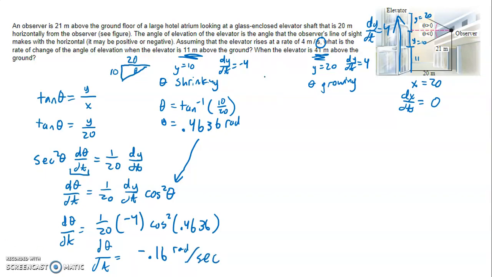Now, for some reason, when I looked at the MathXL answer choice, it had a positive 0.16 radians per second. On the AP exam, you'd want to specify that this angle was shrinking. So you'd either say that the rate of change is -0.16 radians per second, or the rate of change of the angle is decreasing at 0.16 radians per second.